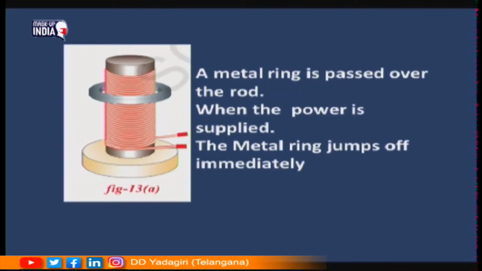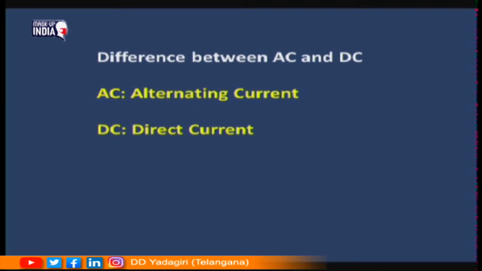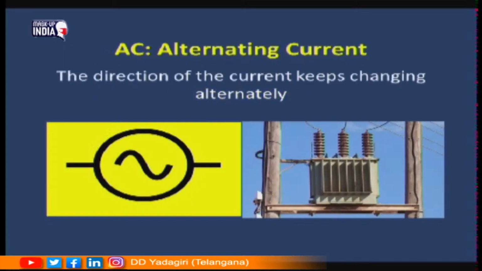We have also discussed how a metal ring jumps off a copper coil. In this, when AC supply was given, the metal ring jumped off. We discussed the difference between AC and DC. AC is alternating current and DC is direct current.